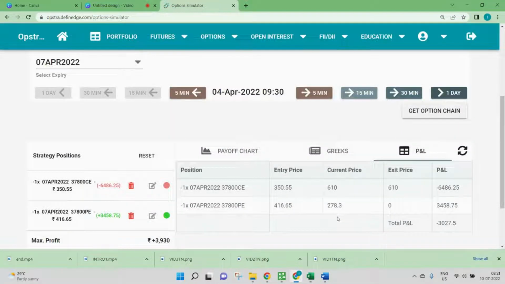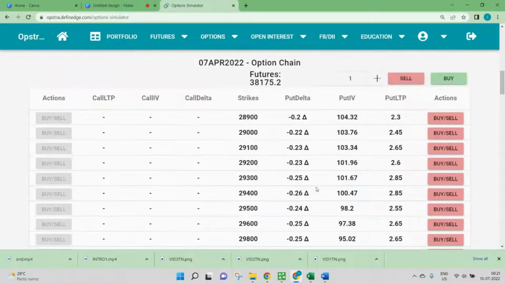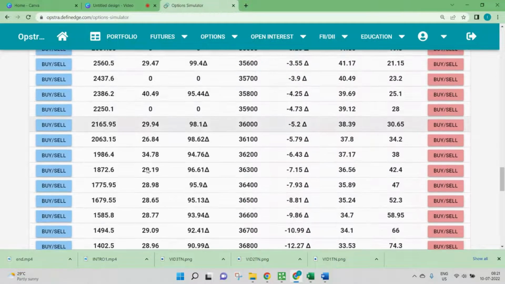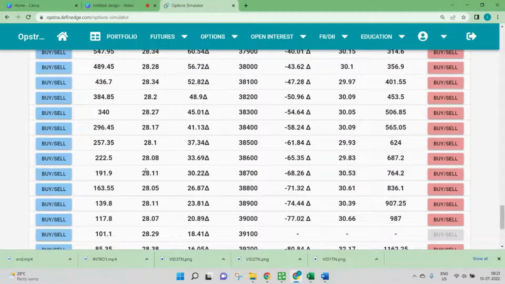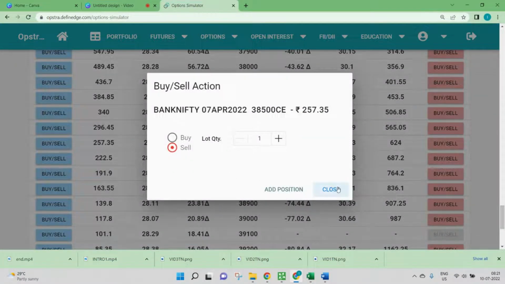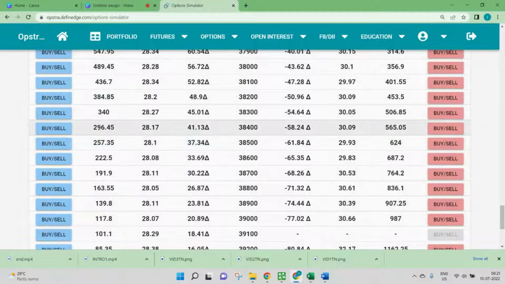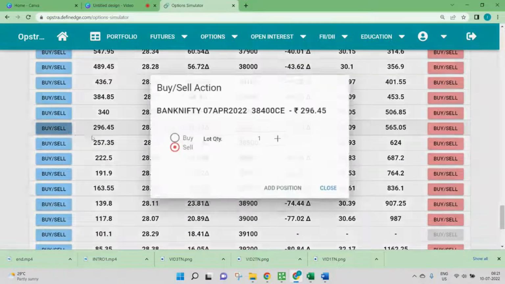And what we do here now is we sell a CE premium of 278 roughly, because adjustment one has happened. We have to sell a CE of 278 now. I will sell 257, which is near 278, within 20 points. We sell 296.